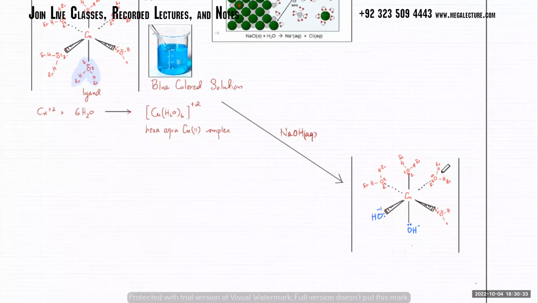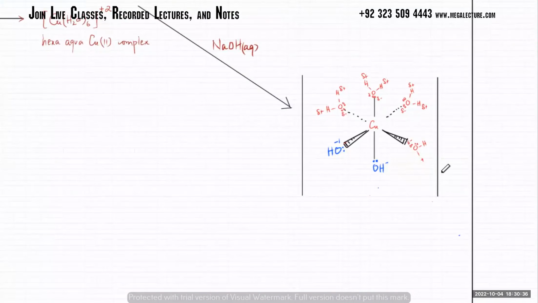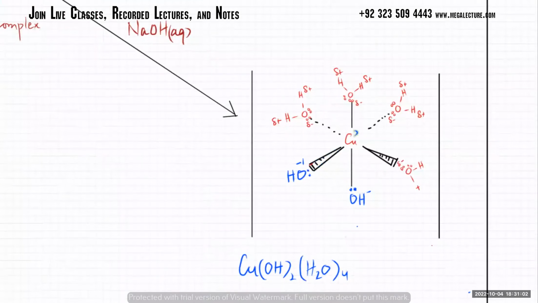So that results in the formation of a different complex: Cu(OH)2 with 4 water molecules. This thing is a solid because it is neutral. Copper was 2 plus, and the two OH are minus 1 and minus 1, so the whole thing has an overall charge of 0. This thing over here is your pale blue precipitate.